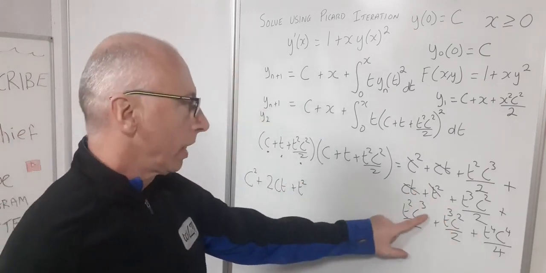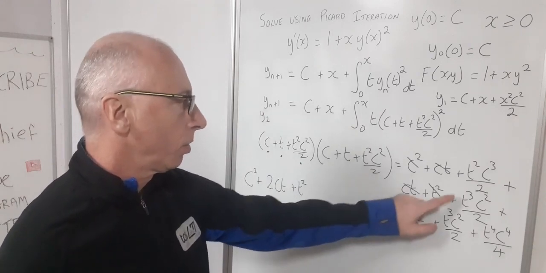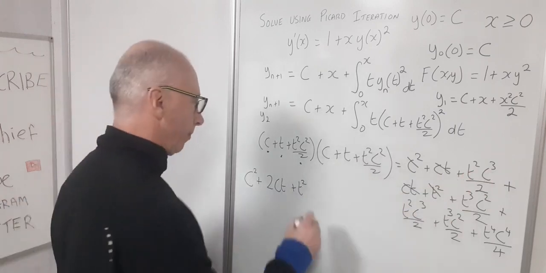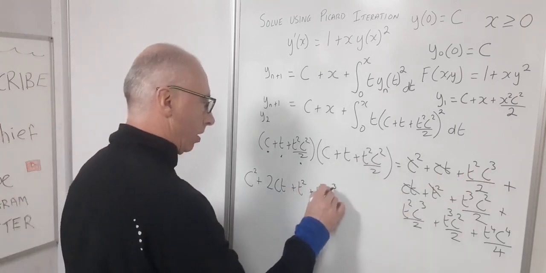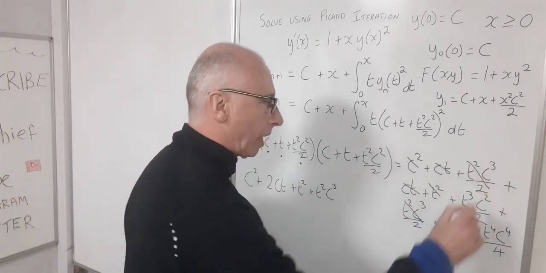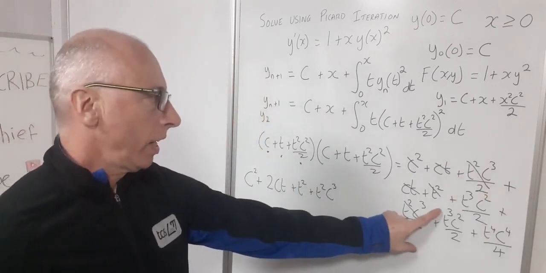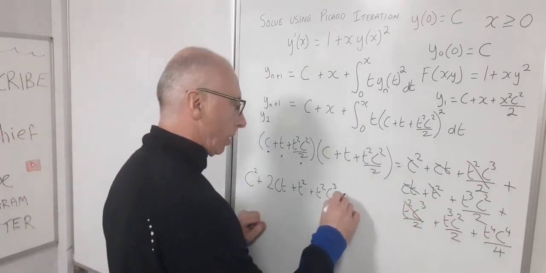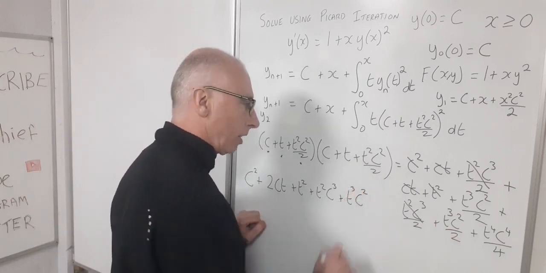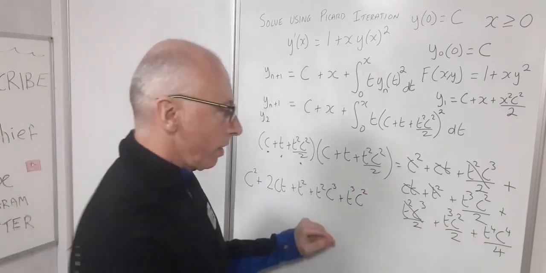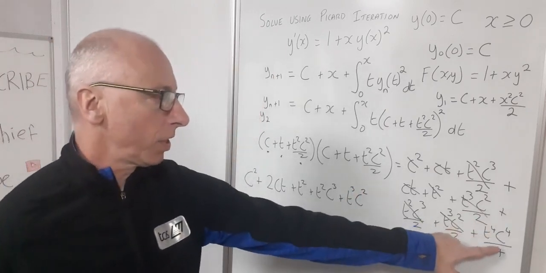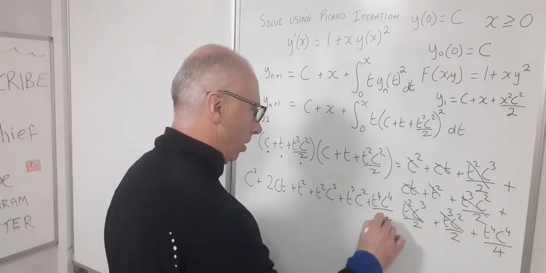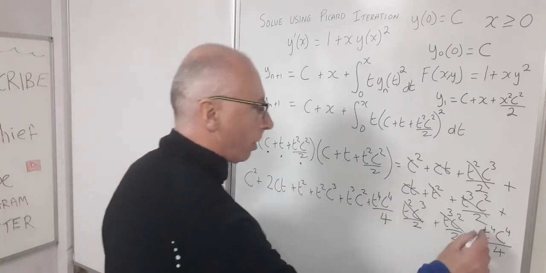And let's see if we can link these two together. t squared c cubed over 2 plus t squared c cubed over 2. That will just give me t squared c cubed. So that will take care of that one and that one. Now we've got here t cubed c squared over 2, t cubed c squared over 2. Again, as before, that will give me t cubed c squared. And then the last one here, that's only this one left. That's going to give me t to the 4, c to the 4 over 4. Okay, so that's all of those.